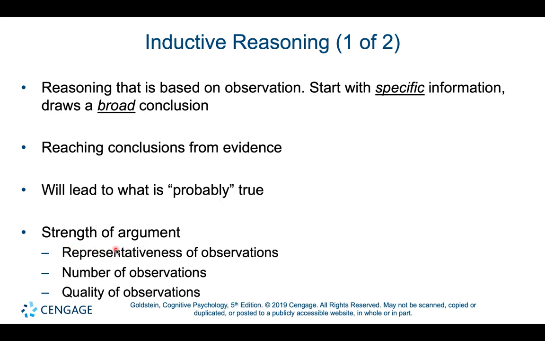And the strength of this reasoning is all about the data. How representative are these observations of the population at large? How many observations have you made? And of what quality are these observations? Because if you draw conclusions based on bad data, then your conclusions will be bad. But if you draw conclusions based on good data, then we consider those conclusions to be stronger.